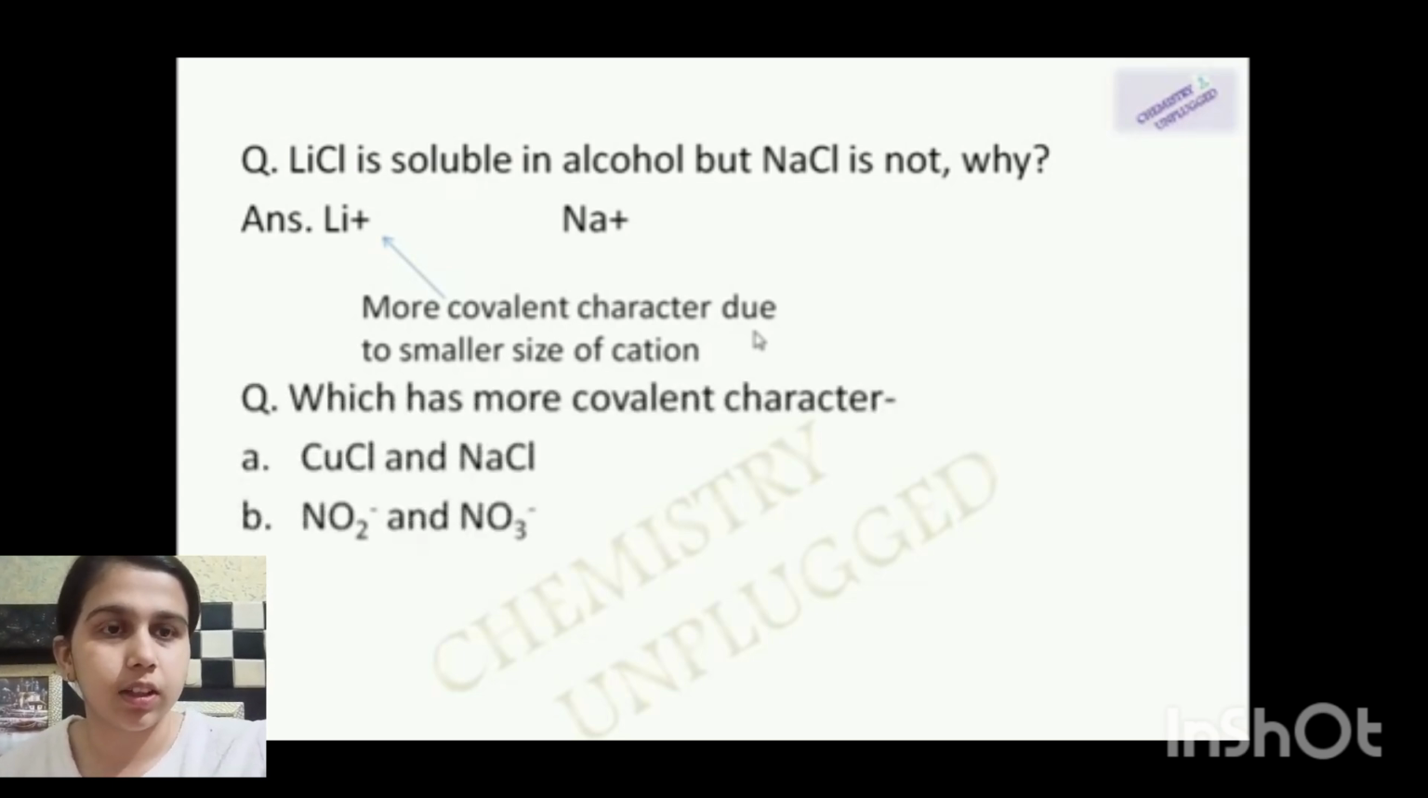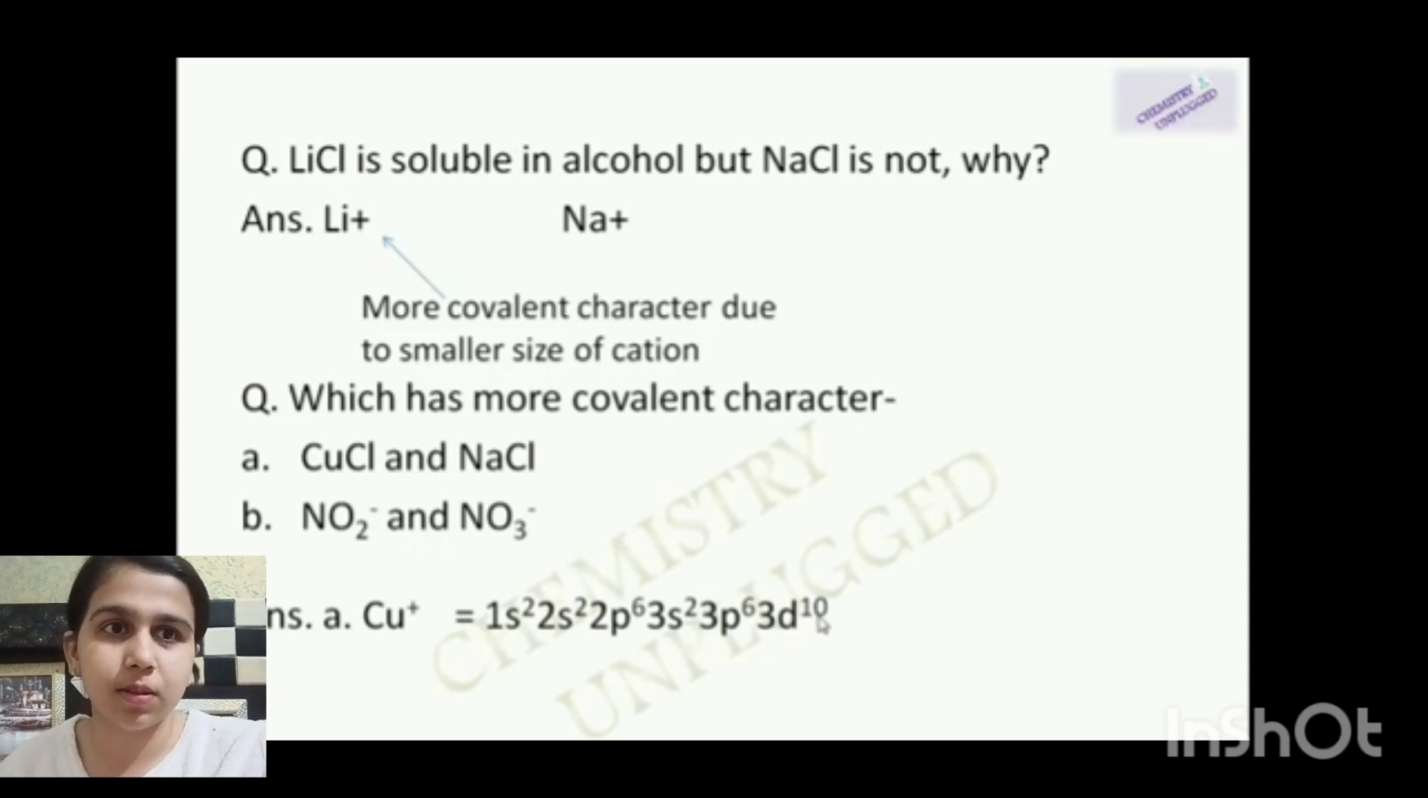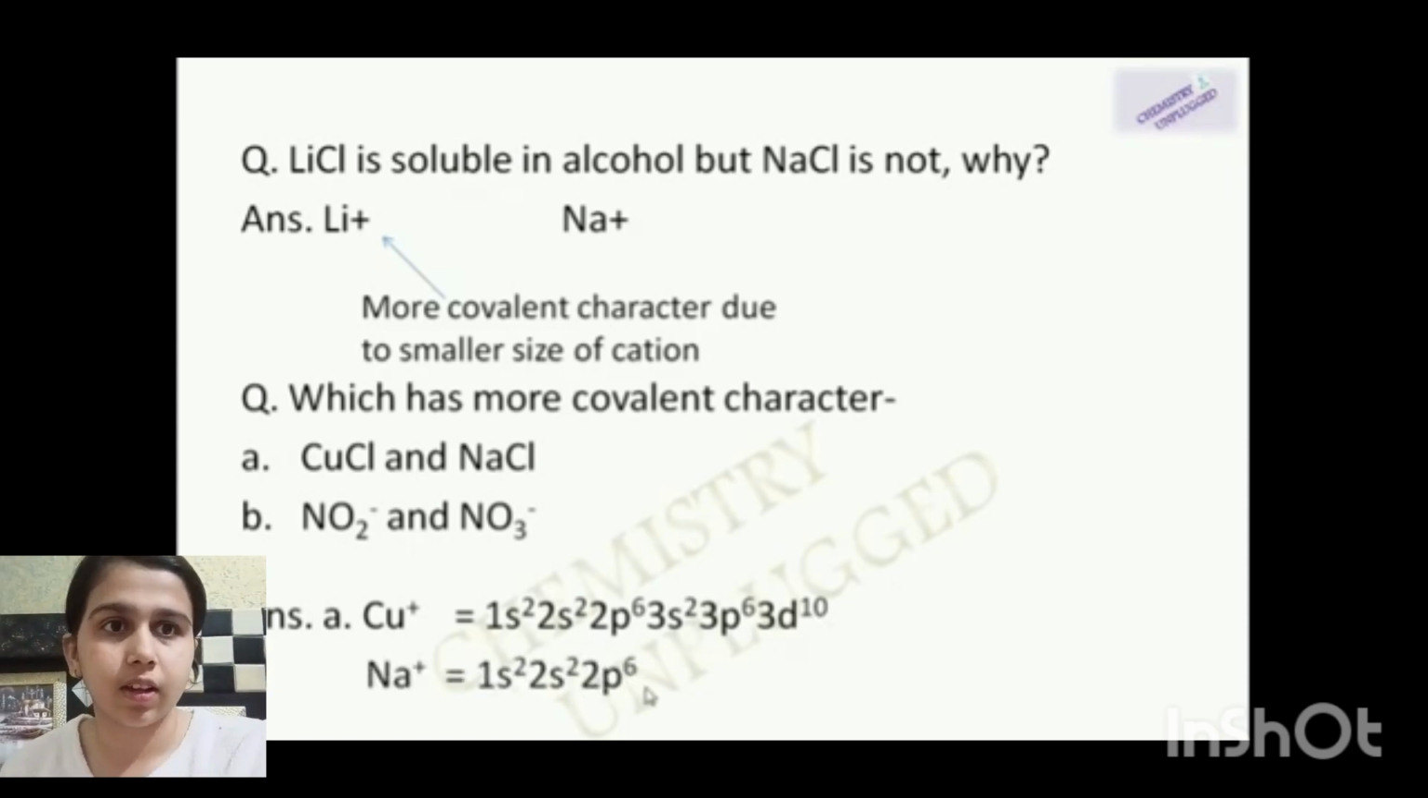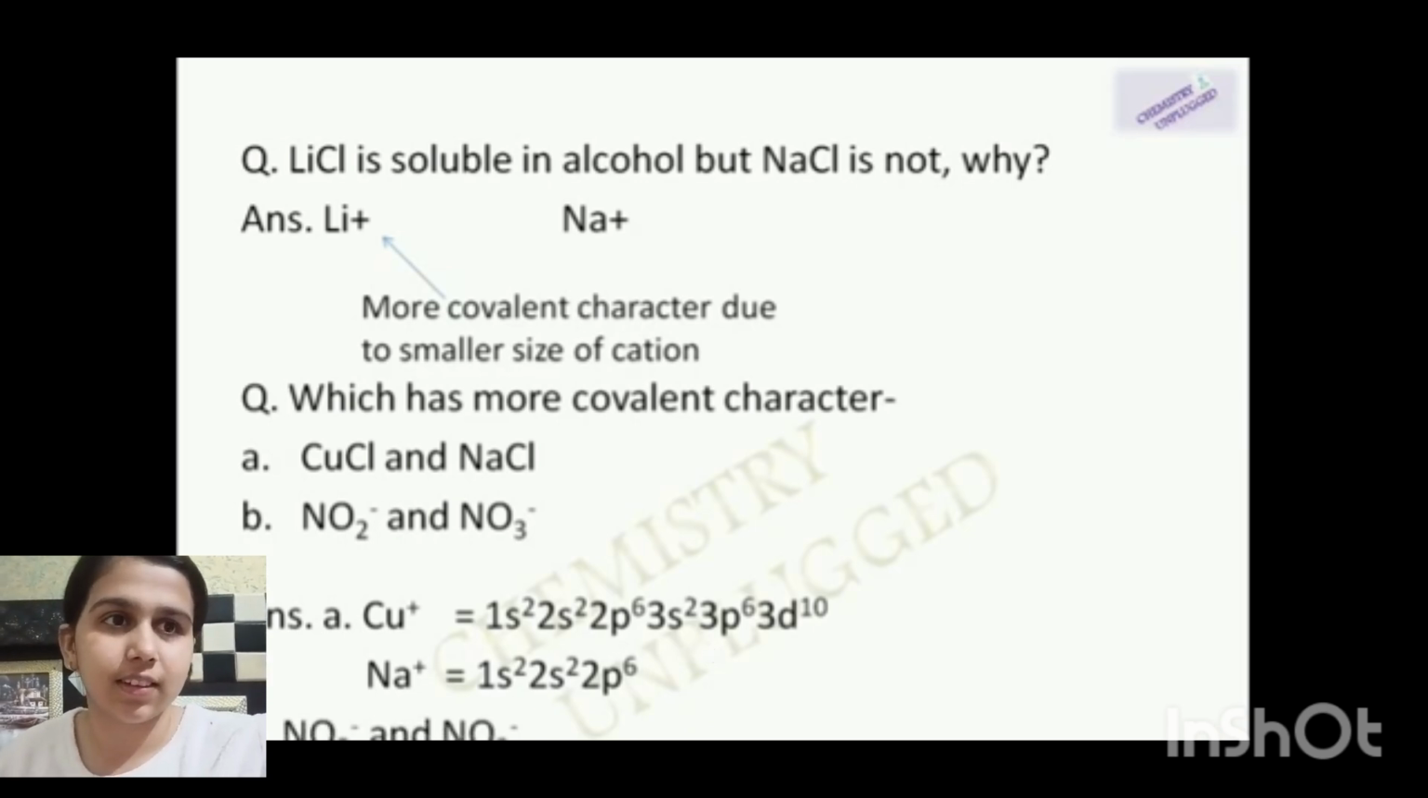Next question is, which has more covalent character? First is CuCl and NaCl. Second is NO2- and NO3-. In the first example, we have Cu+, which has pseudo noble gas configuration, while Na+ has noble gas configuration, meaning Cu+ has more covalent character. Next is NO2- and NO3-. The size of NO3- is high, because it has one additional oxygen atom, so its size is big. When the size of the anion is big, it has more covalent character.